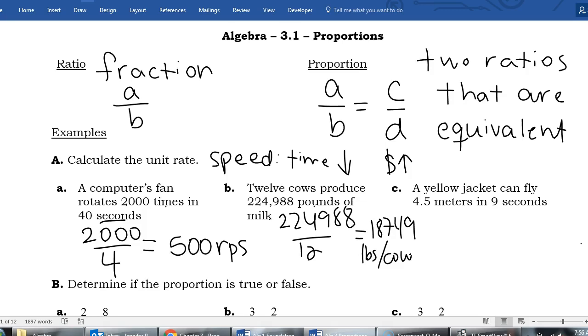And the last one says a yellow jacket can fly 4.5 meters in 9 seconds. We're trying to find the speed, so the time value would go on the bottom. So this will be 4.5 meters over 9 seconds. I think I'm going to go decimal here rather than fraction, but that would be 0.5 meters per second.